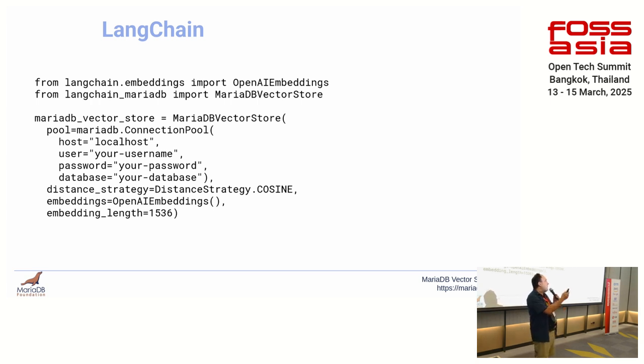LangChain, similar thing. We import the Python module, we create a vector store, pass a series of parameters. There is a vector distance strategy as cosine or Euclidean in a typical way. The embeddings are part of the arguments, and same with the length. There is whatever models you use in OpenAI.